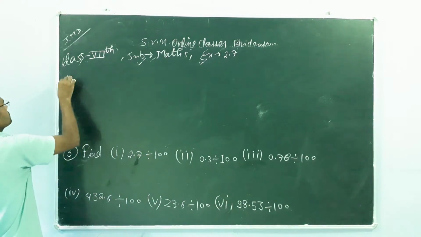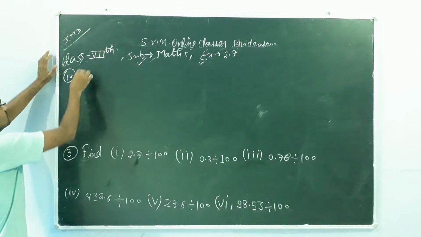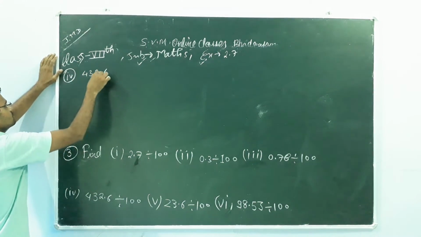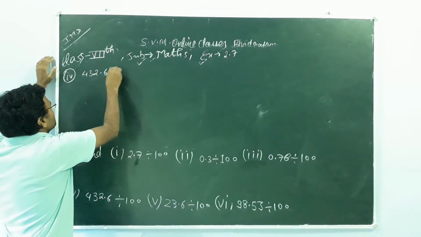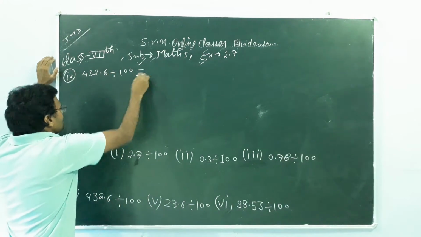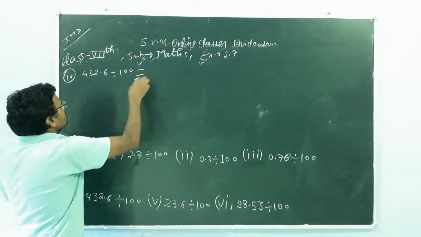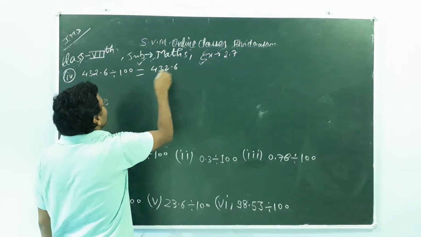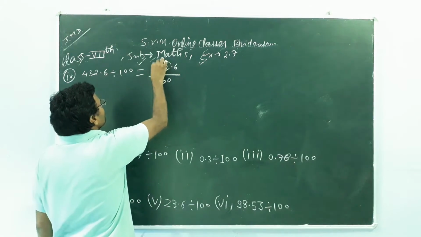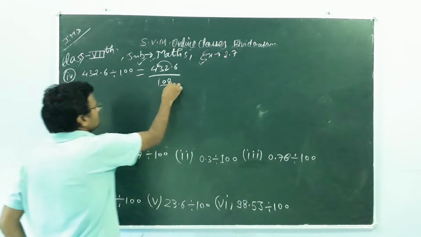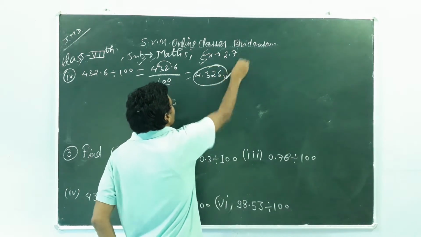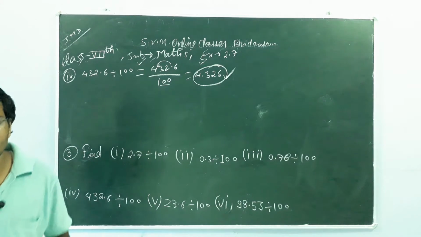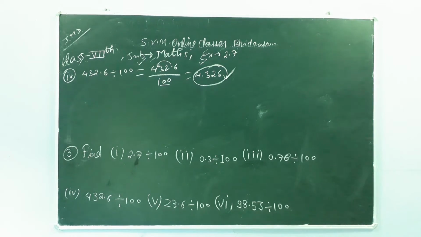This is our part 4, which is 432.6 divided by 100. Now 432.6 upon 100, this point will move over here because of these two zeros. So what we will get is 4.326. This is our answer. I hope you all got it. The point is moving according to the number of zeros given in our denominator.